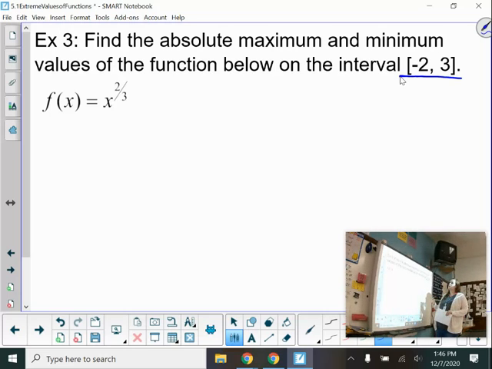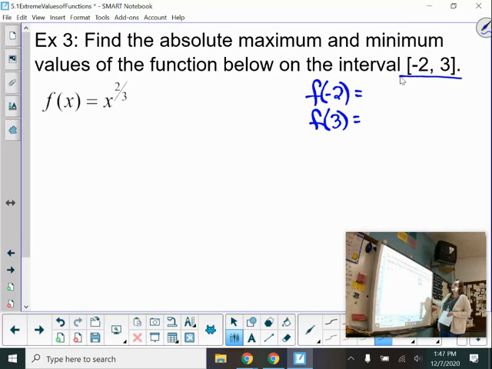I know this wasn't included as far as critical points go, but anytime you are finding absolute maximums and minimums, you need to consider your endpoints if you are on a closed interval. So I do need to consider f of -2 and f of 3 whenever I'm finding my absolute min and my absolute max values. This interval is closed, and this function x to the 2/3 power is continuous on this interval, so it is definitely going to have an absolute max and an absolute min.